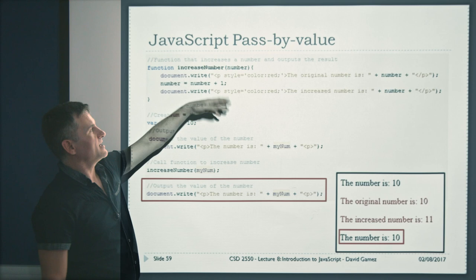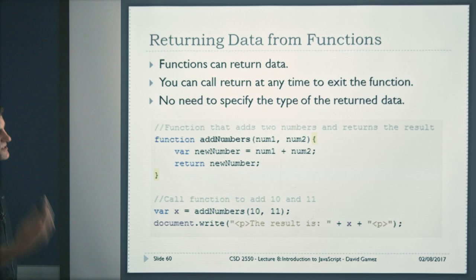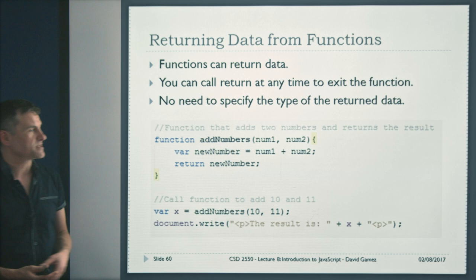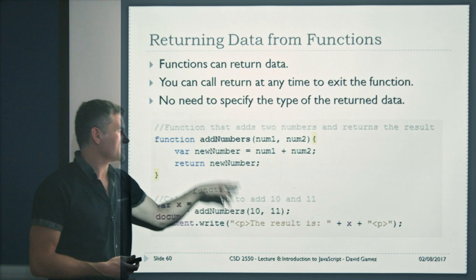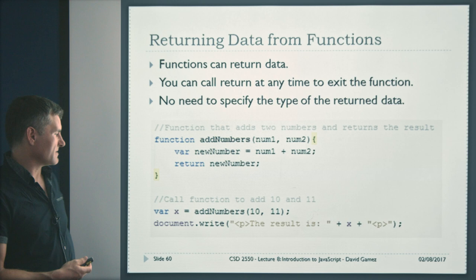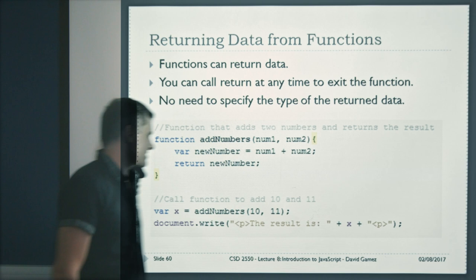Functions can also return data. And you can call return at any time to exit the function, just like Java. Again, JavaScript doesn't have explicit types, so you don't have to specify the type of the return data. You have a function that adds numbers, so it takes these two numbers, creates a new number that's the sum of these two numbers, and returns the new number. So we can say var x equals add numbers, and then we can output the result of that calculation.